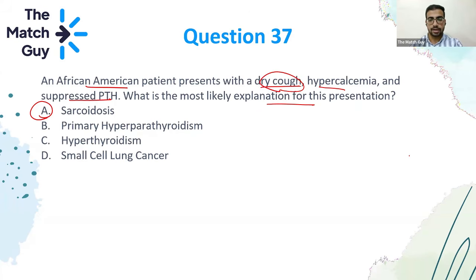So again, we're on the PTH-independent side. We're not thinking, for example, about primary hyperparathyroidism. And so we have sarcoidosis. We do chest X-ray, treatment, steroids.